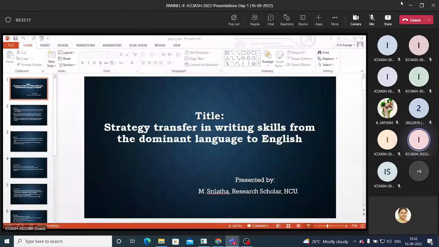So the research questions are: What are the strategies used in writing skills in Telugu? Which strategies are similar between English and Telugu writing skills? How much impact is there by using strategies transferred from the dominant language to English?